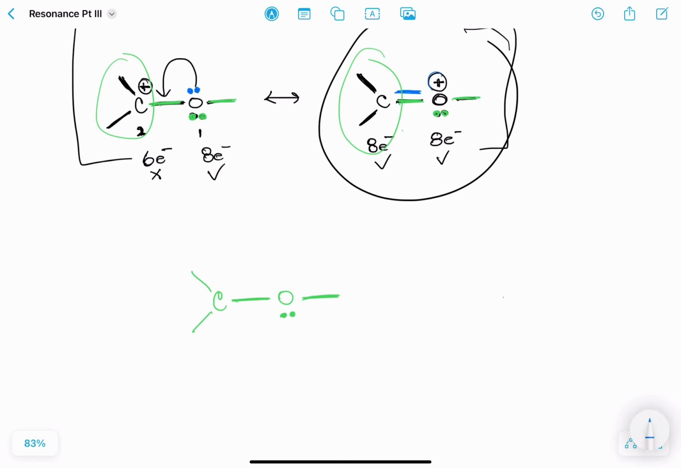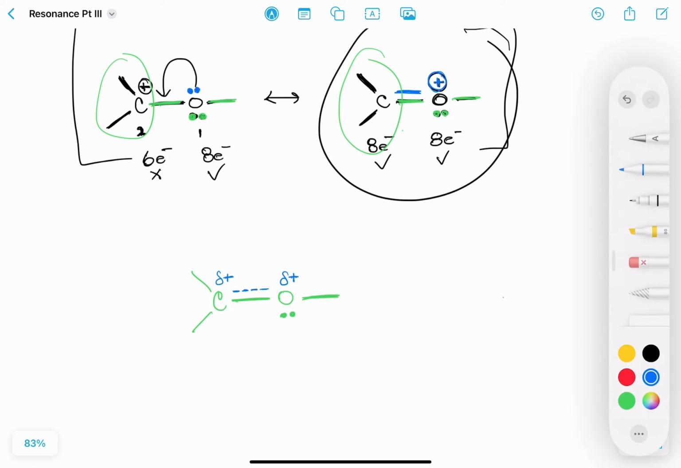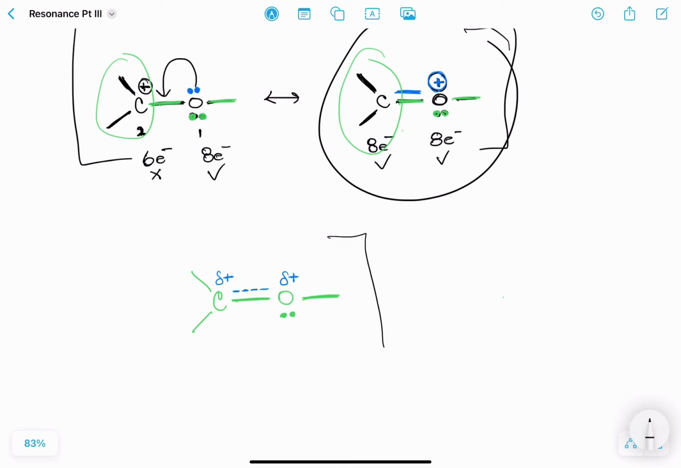On the right-hand side, I have a blue positive charge. It's right on the oxygen in the right structure, but in the left structure, it is on the carbon. And so on the right-hand side, I have that blue bond between the carbon and oxygen. I do not have that on the left-hand side. So in order to portray that, I would do a dashed line. So this would be my resonance hybrid.